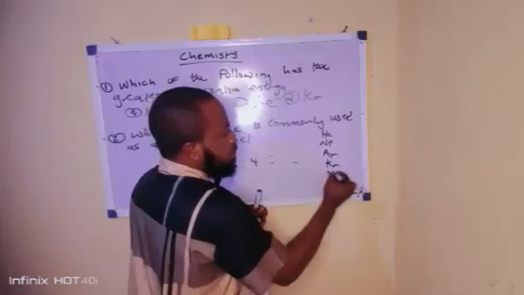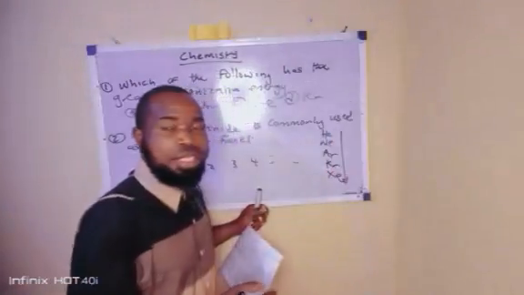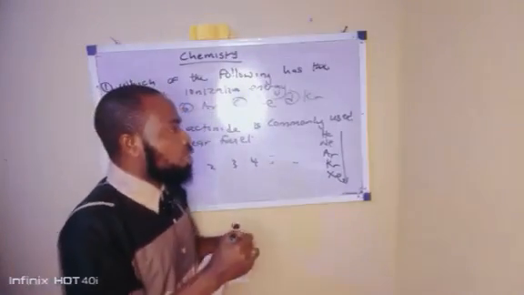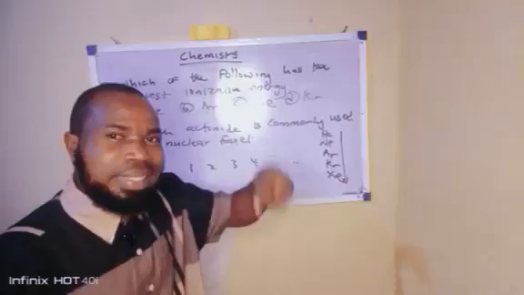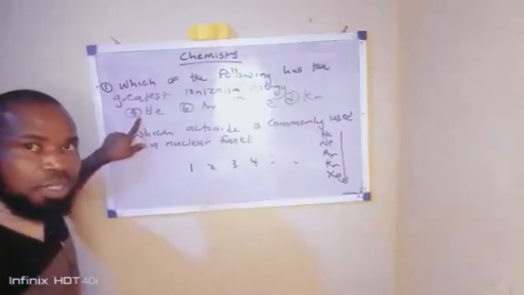krypton, xenon, if I'm moving from top to bottom, what is happening to ionization energy? It is decreasing. So from this particular question, the element with the greatest ionization energy is helium. So what is this trying to tell us?